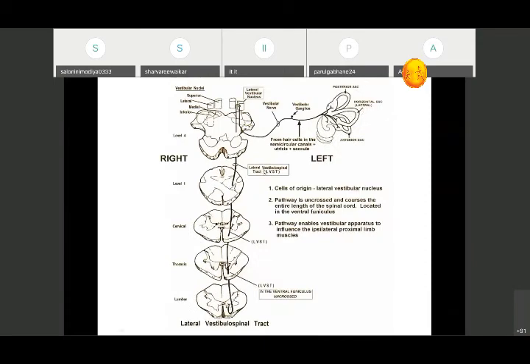Then the lateral vestibulospinal tract originates in the lateral vestibular nucleus. The pathway is uncrossed and runs the entire length of the spinal cord. Located in the ventral funiculus, the pathway enables the vestibular apparatus to influence the ipsilateral proximal muscles.